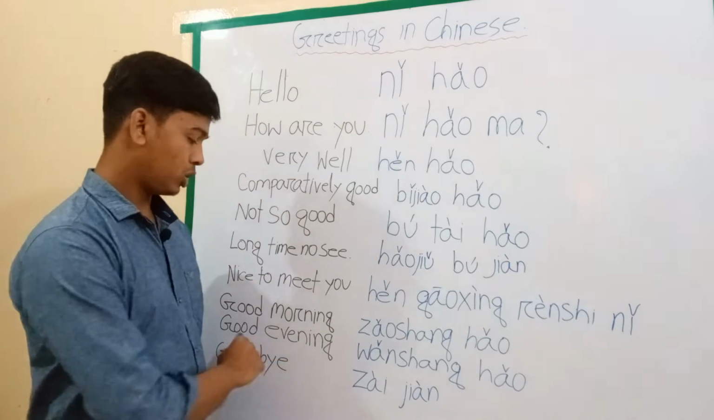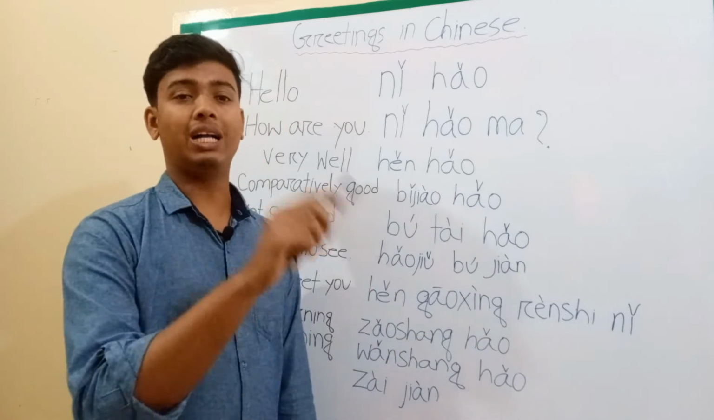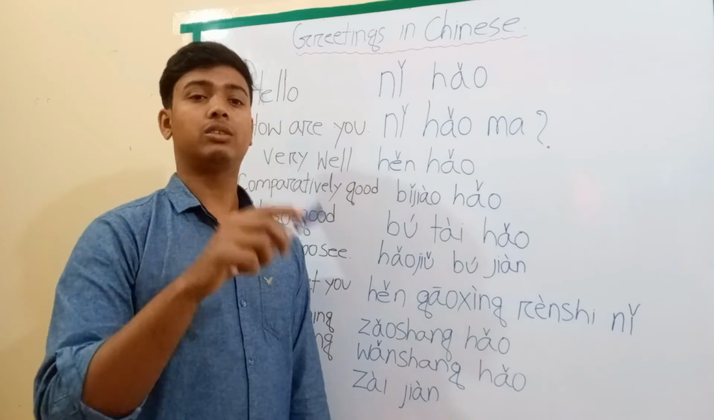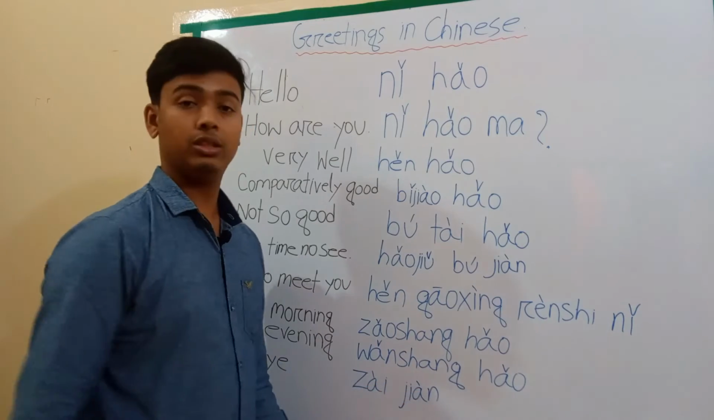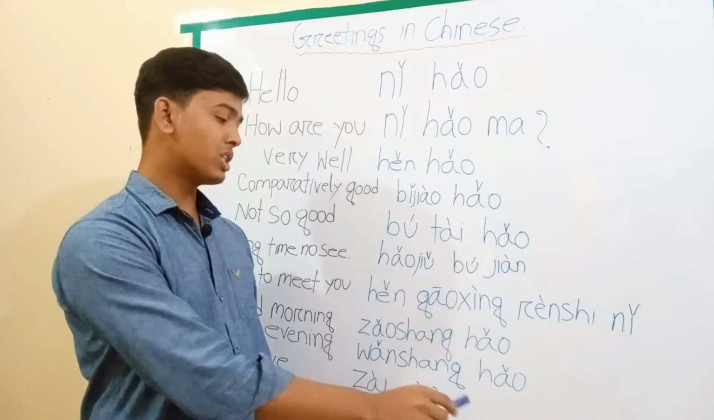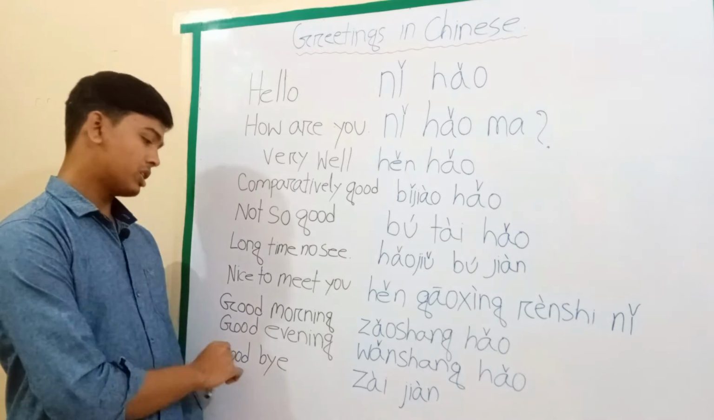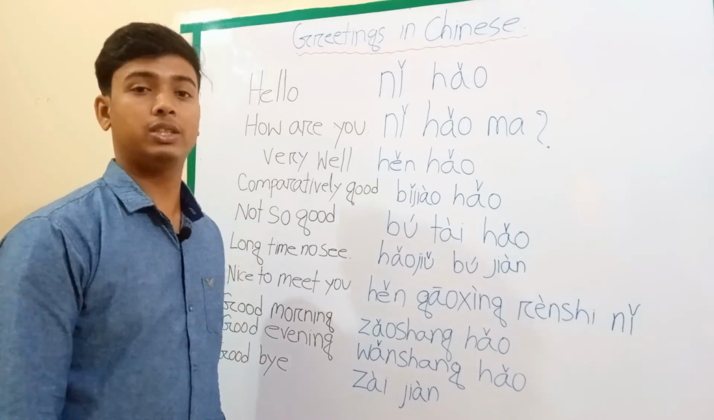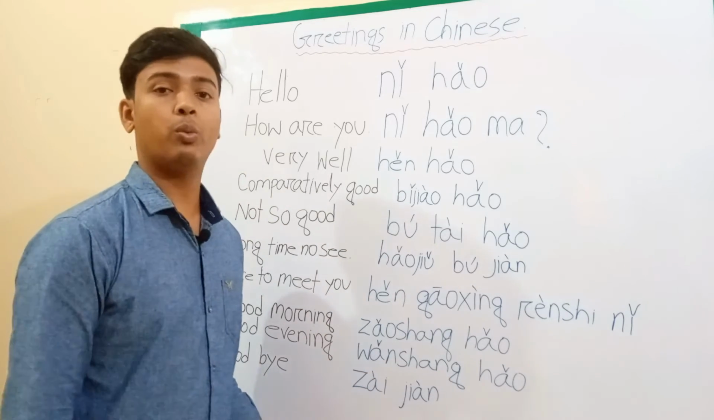Good evening. Wan shang hao. Wan is pronounced like one. Shang is neutral tone. Wan shang hao means good evening. Please repeat after me, then it will be easy for you to understand. Good evening, Wan shang hao.